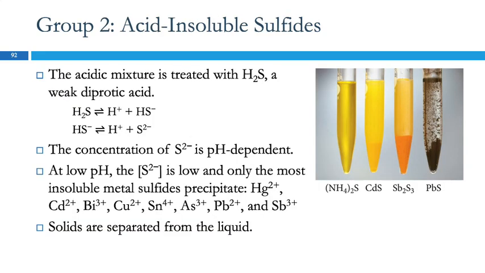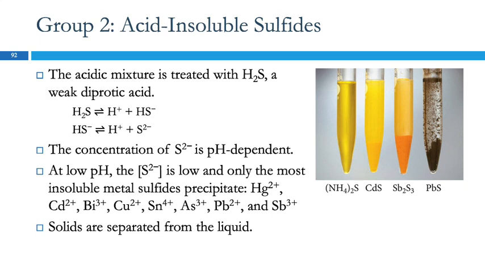And then we're going to use this weak diprotic acid. The concentration of sulfide that's in the solution is going to be pH dependent. So at high hydronium ion concentrations, we're not going to have very much sulfide. That's a low pH, and so only the most insoluble ones will precipitate out. And this is what they would look like.